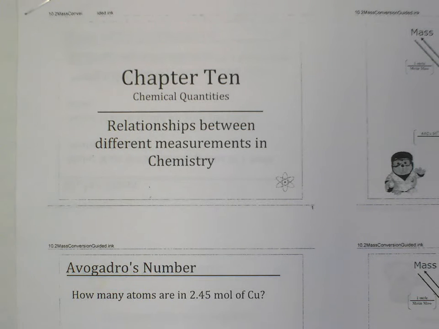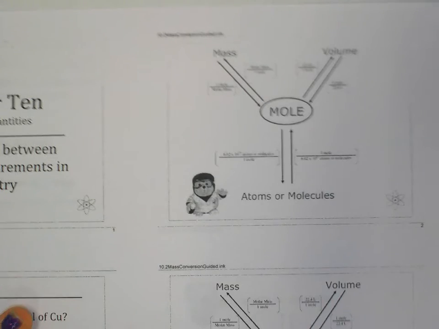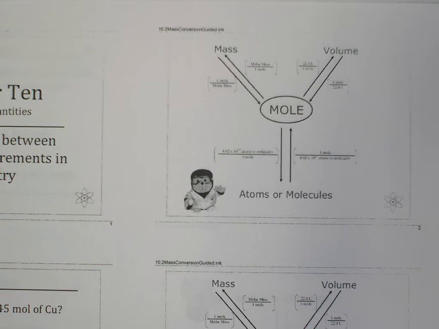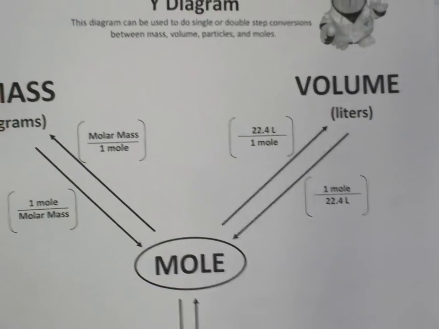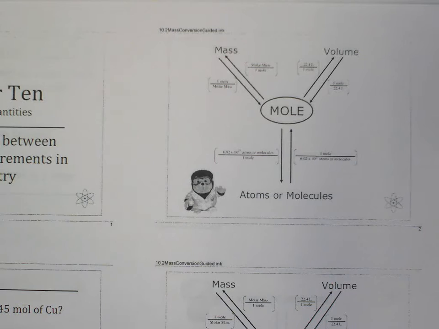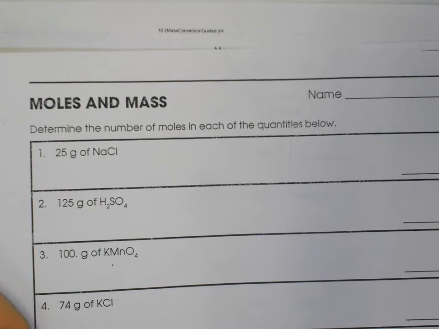Today for your off-campus day, we're going to talk about the relationships between different measurements in chemistry. In particular, we're going to talk about how mass, volume, and particles are all related back to the mole. In order to do this, you need your note set, you need the Y diagram that I gave you guys in class, and your assignment for after that is going to be this mole and mass assignment.